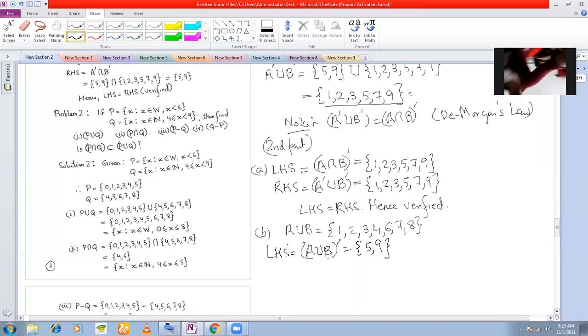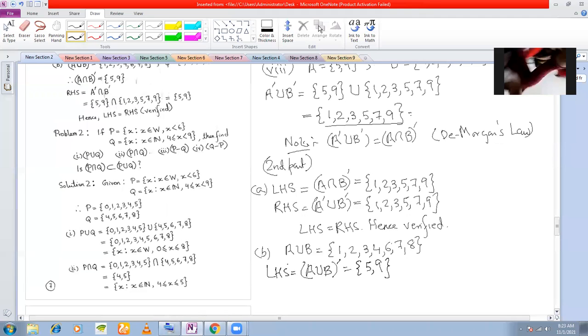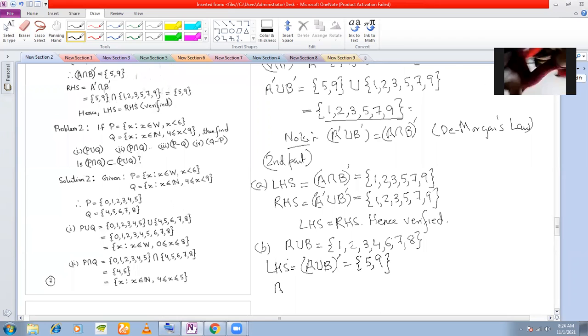Okay. So now once we have found out the left hand side, we'll now proceed to find out the right hand side. Okay. So the right hand side here is A complement intersection B complement, right? So let's find out A complement intersection B complement first. Then we'll write RHS. A complement here we have found out above as 5, 9.